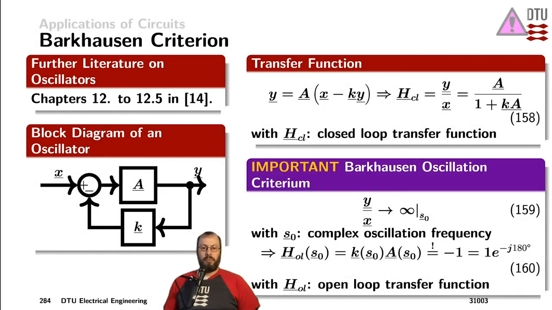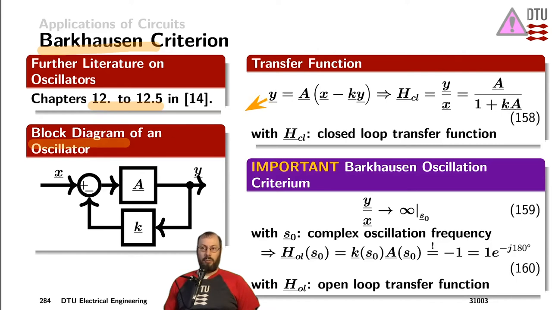As literature for oscillators, I can recommend chapter 12 to 12.5 in the book called Microelectronics from Sedra and Smith. The basics behind oscillators build on the so-called Barkhausen criterion. To understand the Barkhausen criterion, we need to model an oscillator as a loop. You can see that loop in the block diagram down here.